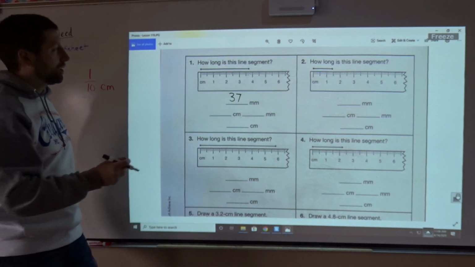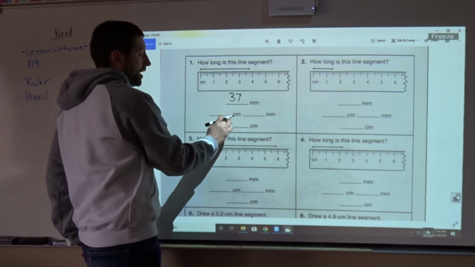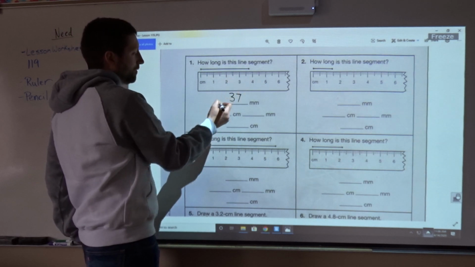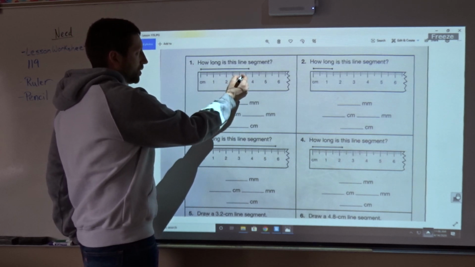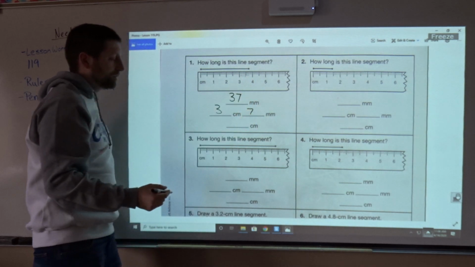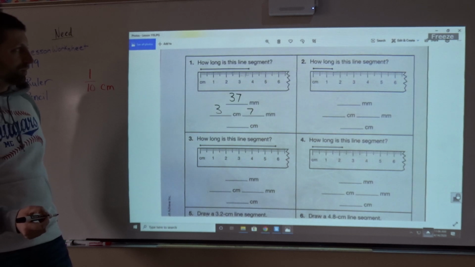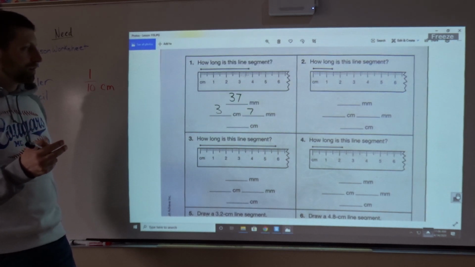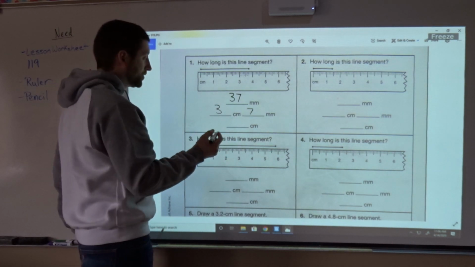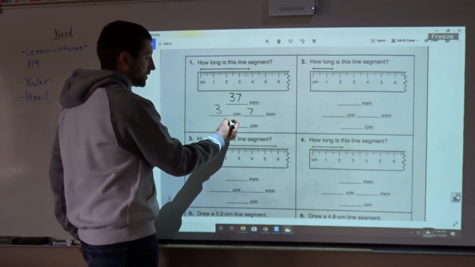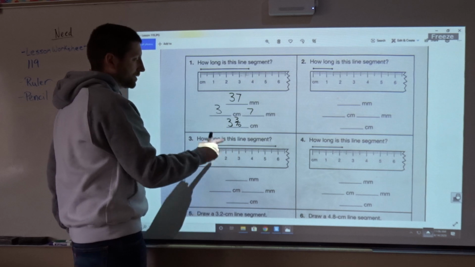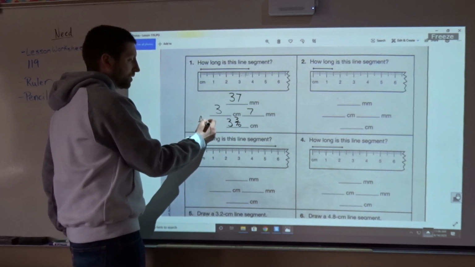Okay. Now, this next line is asking me how many full centimeters and then how many extra millimeters. Well, it's 3 full centimeters. And then it's 1, 2, 3, 4, 5, 6, 7 millimeters. Okay. And I can write this 2 more ways. I can write it as a decimal or as a common fraction here. Okay. Let's write it as a common fraction first. So 3 and 7 tenths, that's a fraction or a mixed number.